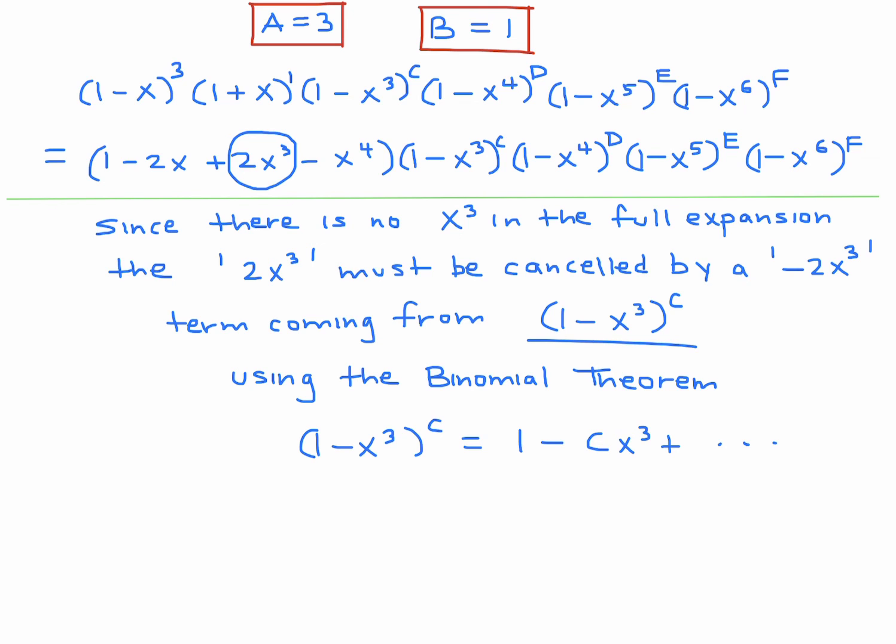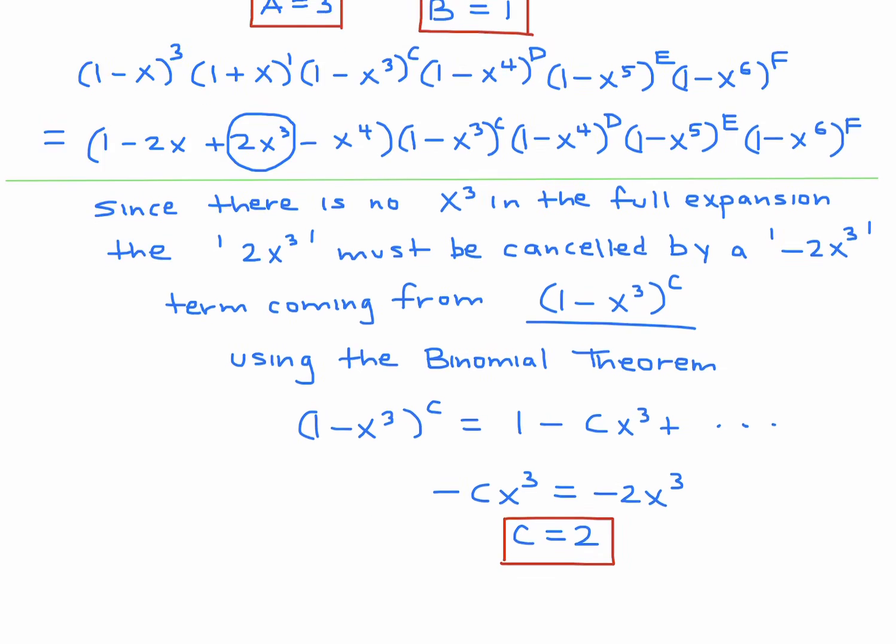And if you do it, you will clearly see that the expression becomes 1 minus cx to the third. So that means this minus cx to the third has to be equal to minus 2x to the third in order for that to cancel with this guy, which appears right here. Because remember, the question says that when you do the full expansion, there is no x to the power of 3 term. So this basically means that c is equal to 2. So now we've got another one of those variables.